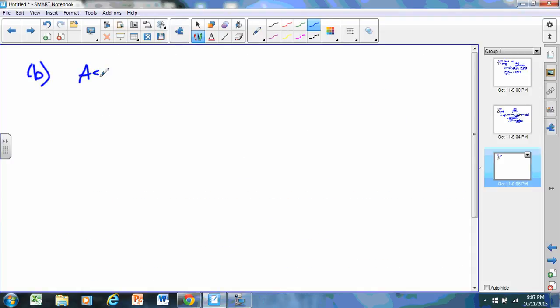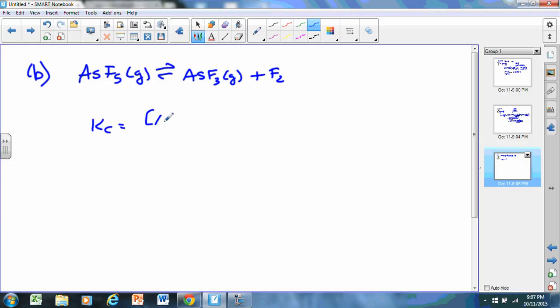So again, they have AsF5. Notice they always give you physical states in equilibrium because solids and pure liquids don't go in the equilibrium constant, but these are all gases. And so Kc is the concentration of the AsF3 to the first power times the concentration of fluorine to the first power over the concentration of AsF5 to the first power. And that's B. In terms of molar concentrations, write the equilibrium constant expression for the decomposition of this. All right, C.